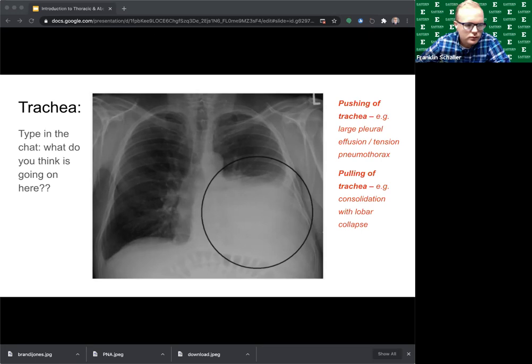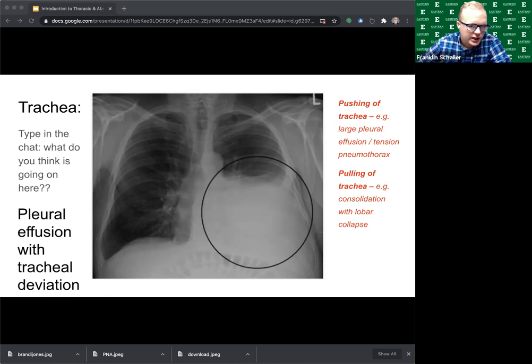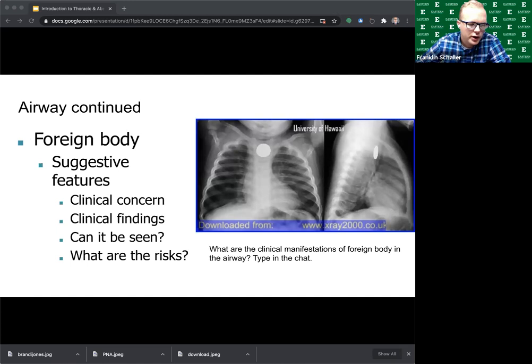So again, this is pleural effusion with tracheal deviation to the right. More about the airway. So what if we wanted to evaluate our patient for a foreign body? What if we had clinical concern that there was inhalation of a foreign body after getting that history and doing the physical exam? So thinking a little bit more about that, if you guys wouldn't mind, type in the chat, what would be a clinical manifestation of a foreign body in the airway?